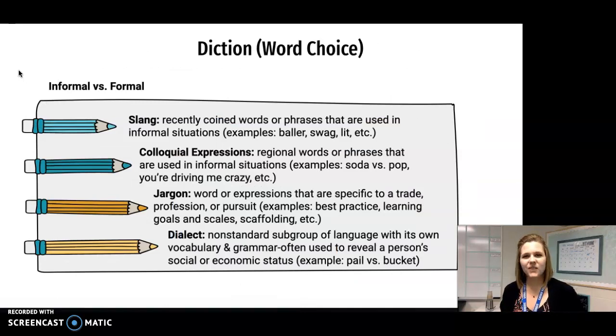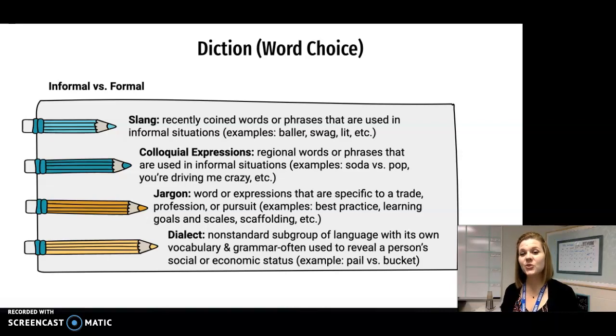Let's talk more specifically about diction or word choice. When we begin to write essays, just know that your word choice will matter. Okay? We look at informal words or we have formal language. Depending on who you're writing to and why you're writing, you might include things like slang, or recently coined words or phrases that are used in informal situations. Examples would be words like baller, swag, lit, or others.